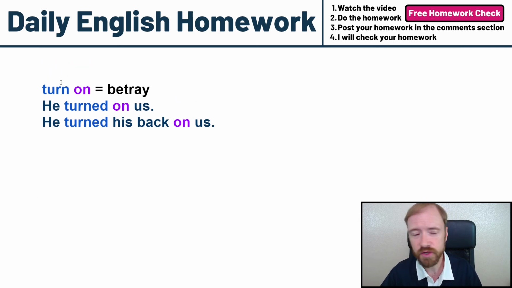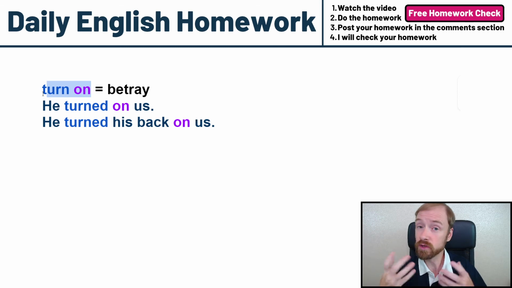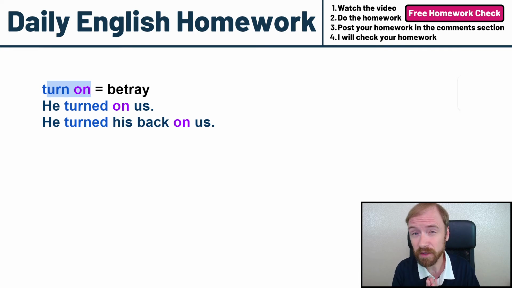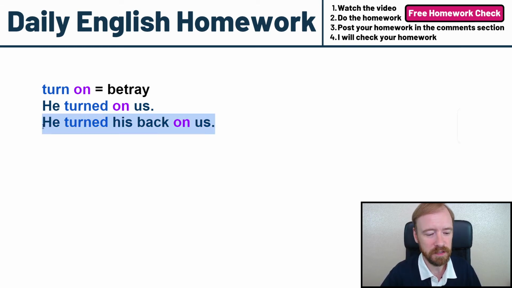Now, we saw turn on earlier, to turn on the light, to give it power. Turn on is a phrasal verb, so it has other meanings. This turn on would mean betray someone. He turned on us. He betrayed us. He turned his back on us. He doesn't support us anymore. He's betraying us.